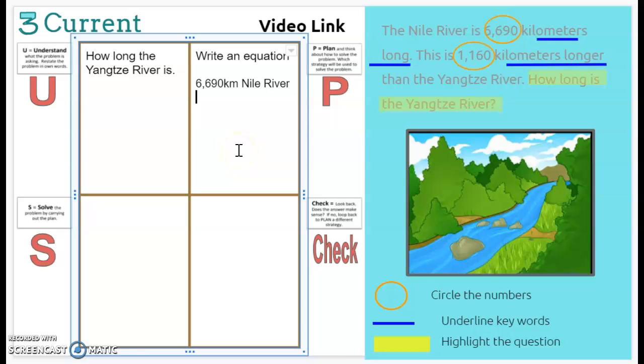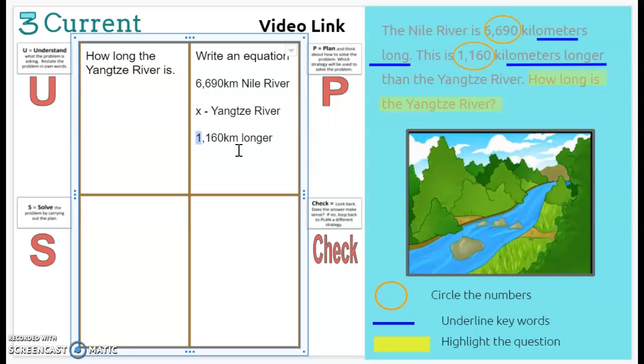Okay, so then it says this is 1,160 kilometers longer than the Yangtze River. So I don't know how long the river is. So that is my Yangtze River. And I don't know if I'm saying that correctly, so I do apologize if I'm not. But I do know that 1,160 kilometers is longer.